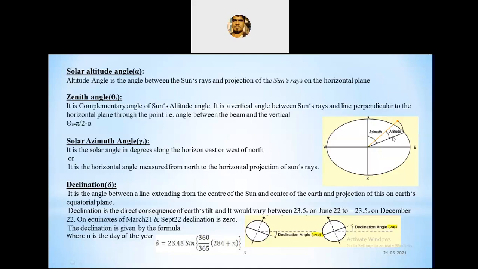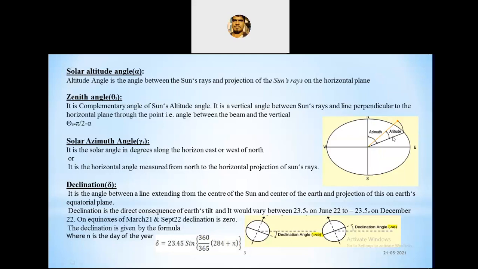Clear? Next important angle we can call the zenith angle, theta z. It is a complementary angle, 90 minus the solar altitude angle. Whatever the solar angle is, if you subtract it from 90 degrees, it gives the zenith angle. The zenith angle is the complementary angle of the sun rays' altitude angle, and it is a vertical angle.